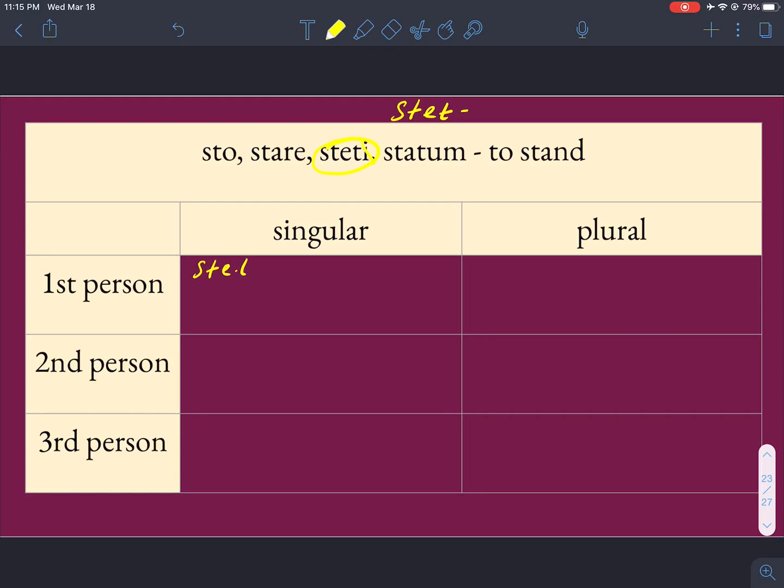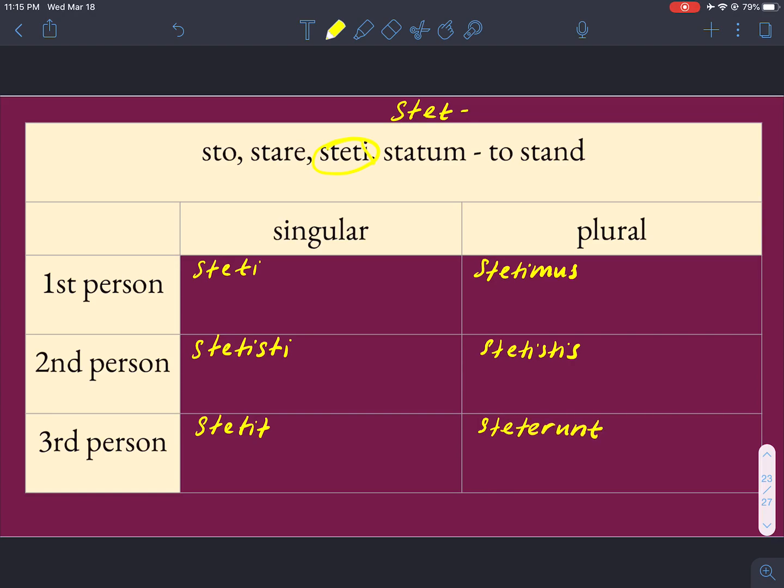Okay, steti, stetisti, stetit, stetimus, stetistis, and steterunt.